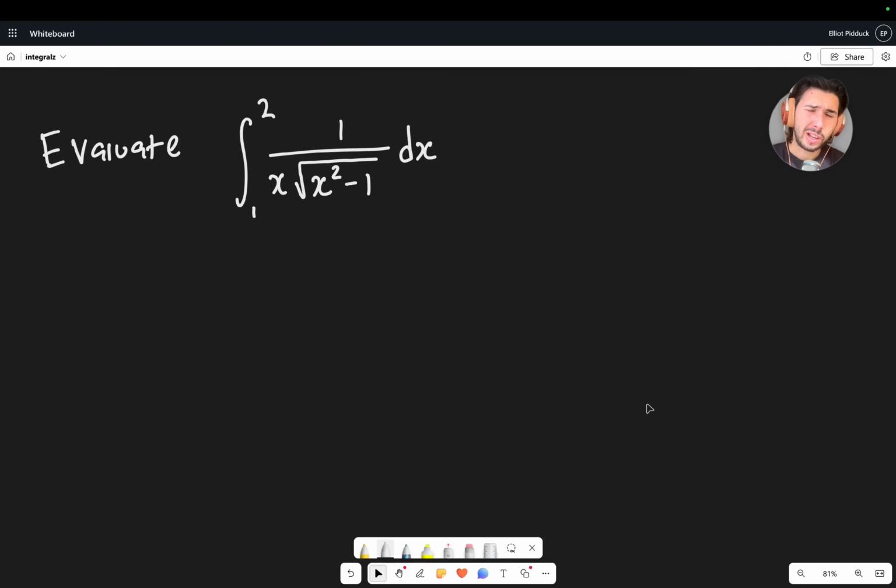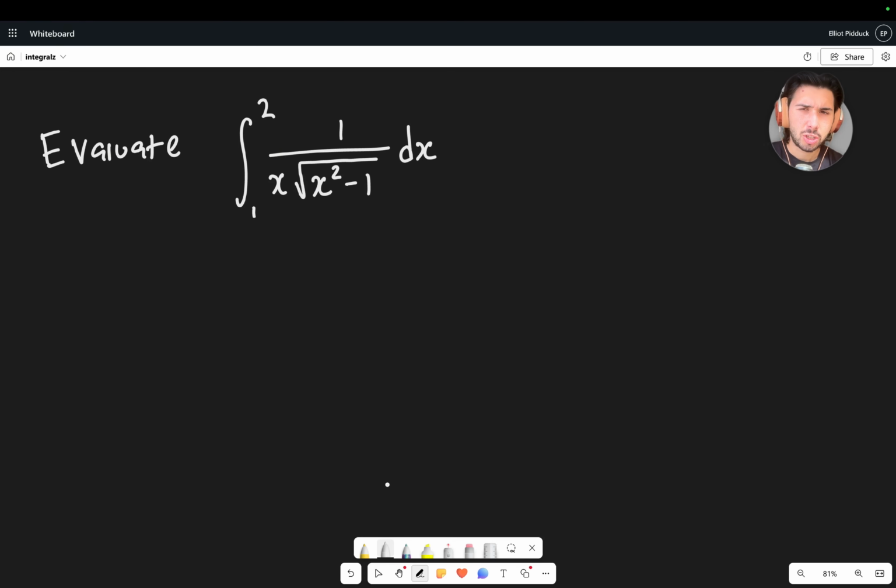This is an integral that less than 2/3 of all chipmunks can answer, and that's a real statistic. So we want to evaluate the integral from 1 to 2 of 1 over x times the square root of x squared minus 1. Wow, what an interesting question. Let's have a look at how we can do this.